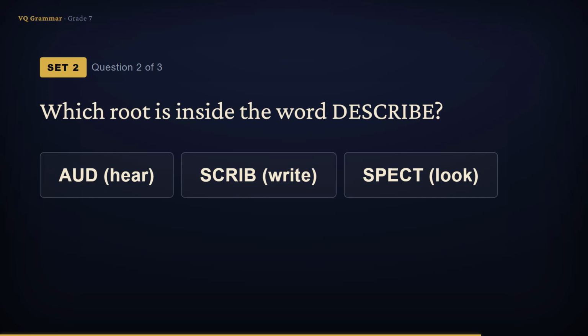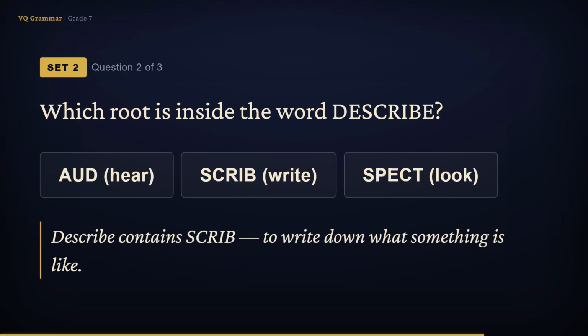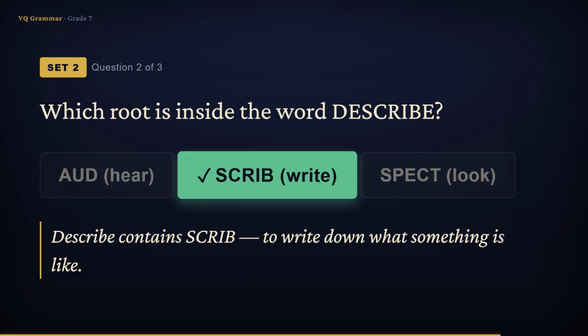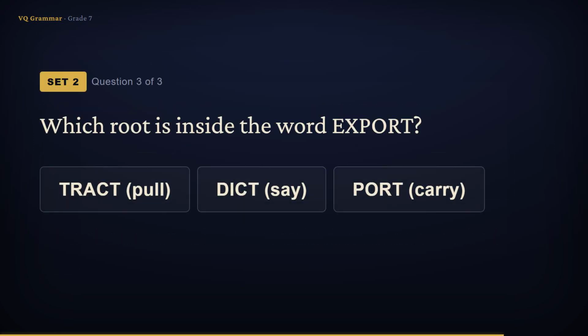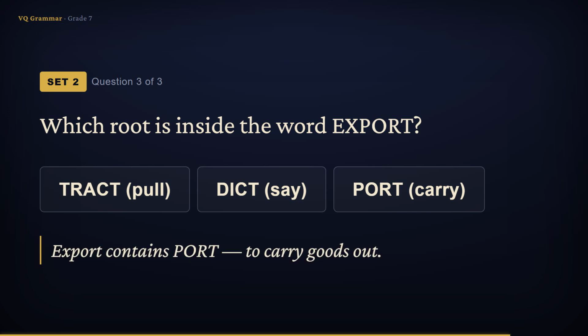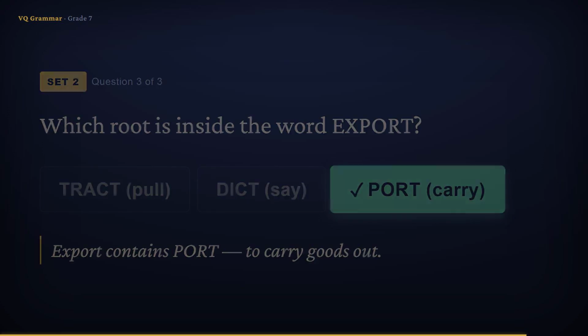Which root lives inside the word describe? Listen for it. Describe. That's SCRIB, the root that means to write. When you describe something, you write down what it's like. So the answer is SCRIB. Which root is inside the word export? Break it apart. Export. There's port, our very first root, the one that means carry. To export goods is to carry them out to other places. So the answer is port.